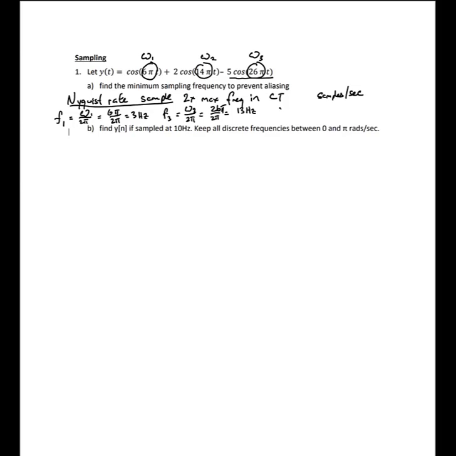So we need to sample at least at 2 times F max in our continuous time system, which would be 26 hertz. So we need to sample at 26 hertz, or in a different type of units, it's 26 samples every second. And if we do that, we've met the Nyquist rate, and we're not going to have aliasing in our signal. Questions about that one?